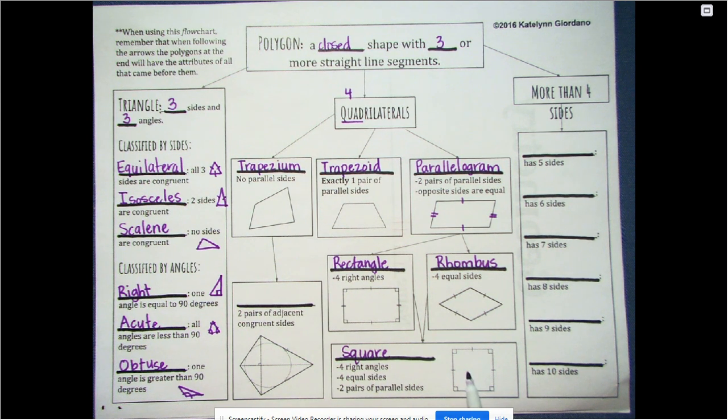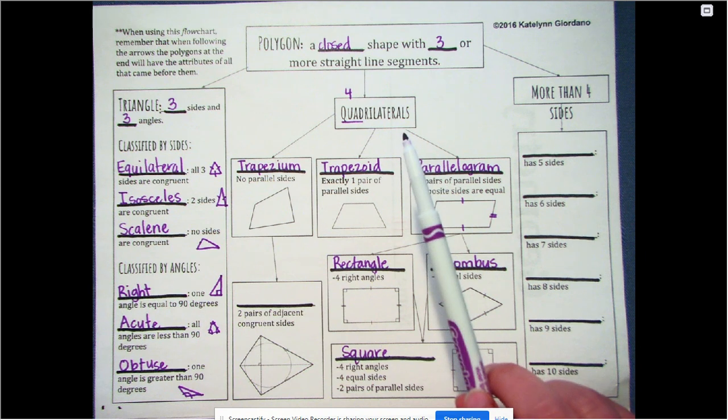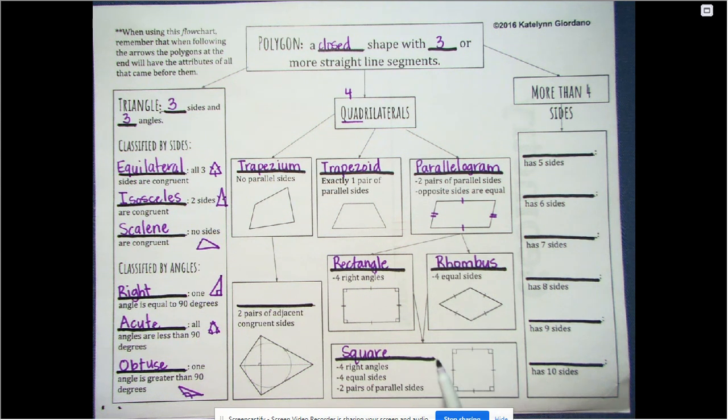So a square is a type of rectangle. A square is a type of rhombus. A square is a type of parallelogram, and a square is a quadrilateral. But not all quadrilaterals or parallelograms can be classified as squares, which is why we're talking about categorizing shapes.